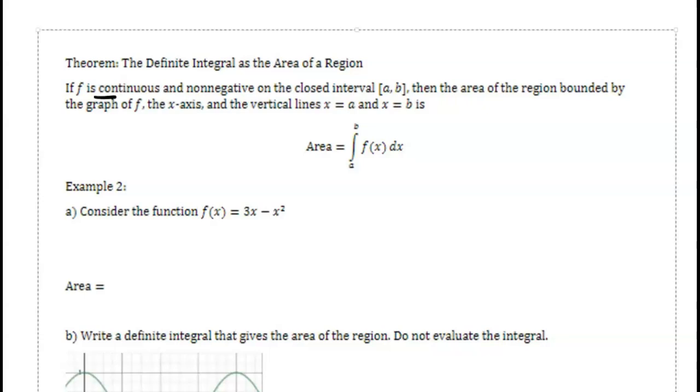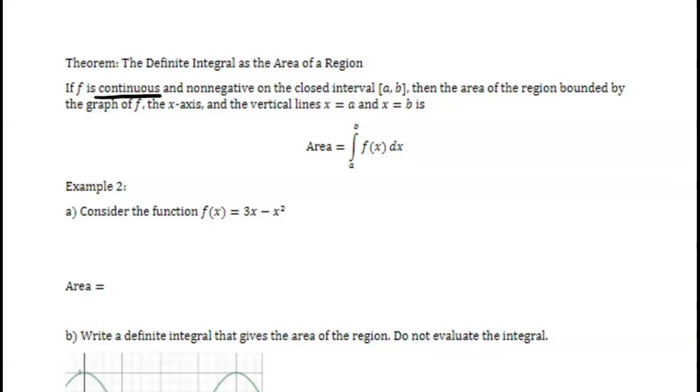So if we have a function that is continuous and non-negative, you should be thinking that it is above the x-axis, because if the function goes below the x-axis, that's where it's having negative y values. The function's coming out negative on a closed interval from a to b, which are giving us the limits of integration, the lower and the upper limit respectively. Then we can find the area of the region that is bounded by the graph, the x-axis, and the vertical lines a and b, using this definite integral.